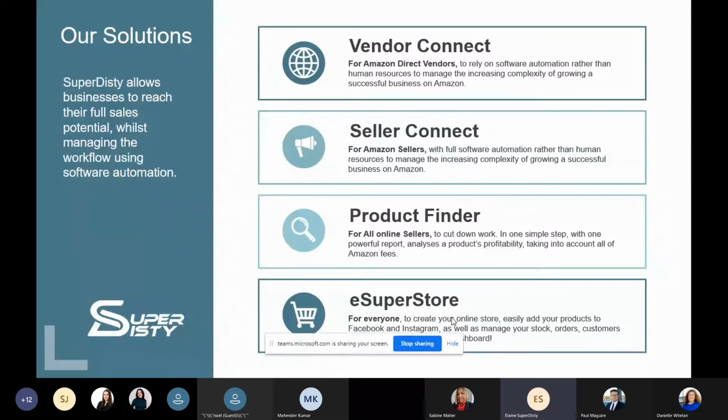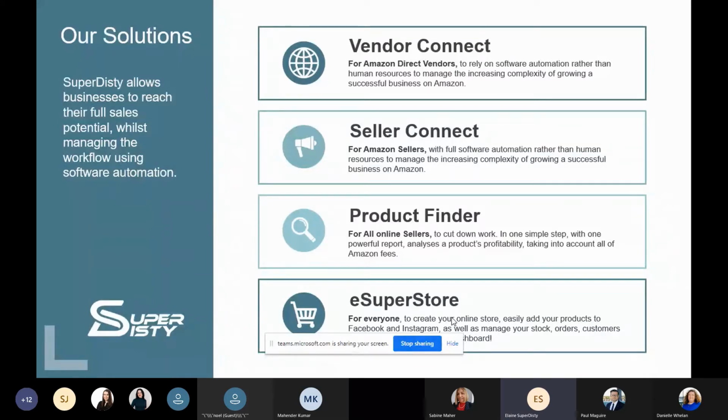Product Finder is a brand new product for us, and it cuts down work in one simple step. You basically have a list of products that you'd like to check online, what the price point should be, and what the cost of doing business for that product will be if you're going to engage with Amazon on either their seller or their vendor platforms. It's also a very useful tool if you've got competitors and you want to check what their price points are. Also, if you're a brand and you want to check in different countries how your brand is represented in terms of descriptions and data validation. So it's a really powerful tool.